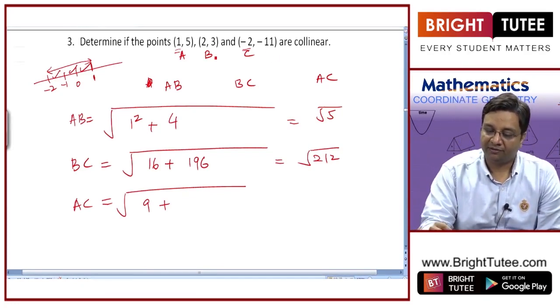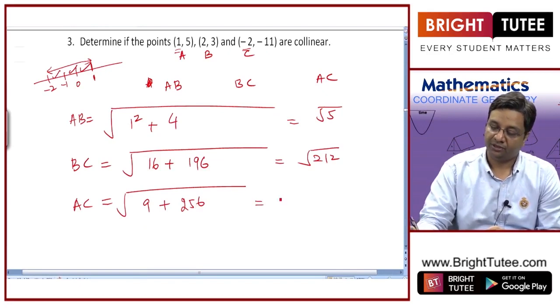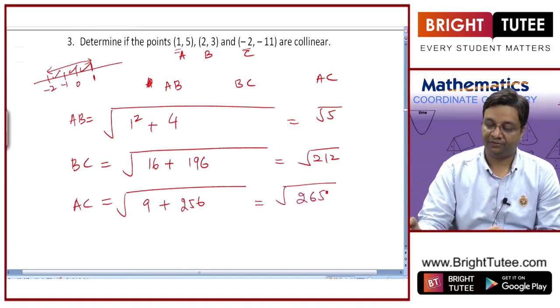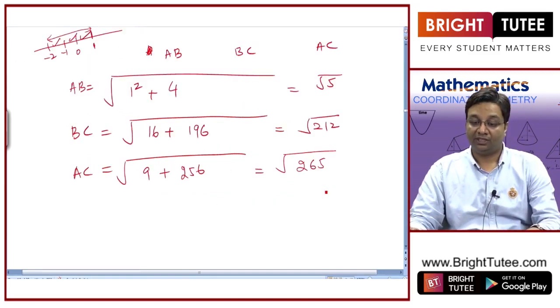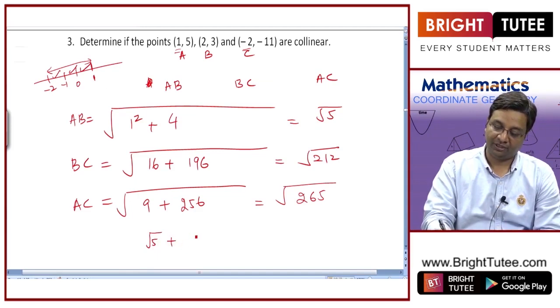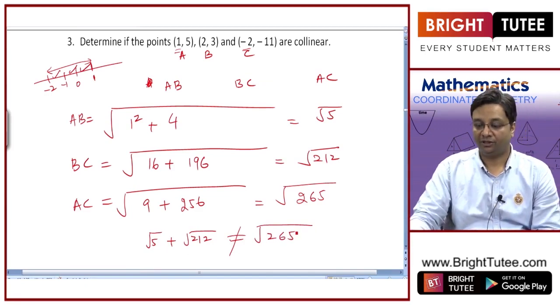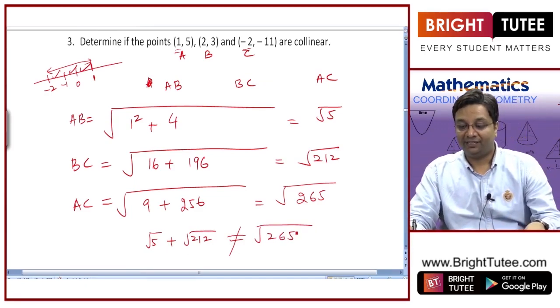So minus 11 minus 5 is minus 16, squared, right? 16 squared is 256. So it will give you root of 265, right? For these points to be collinear, the sum of AB plus BC should be equal to AC, but you see root 5 plus root 212 is not equal to root 265. It is not equal, right? Why is it not equal?